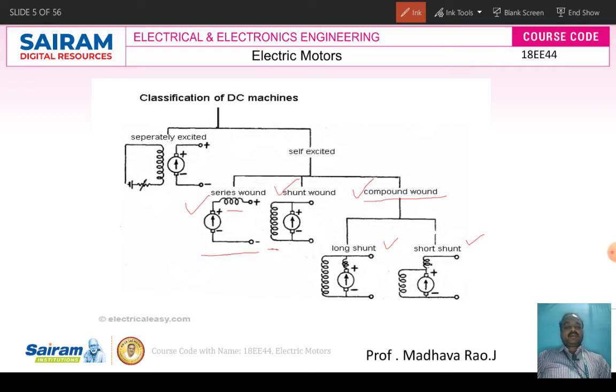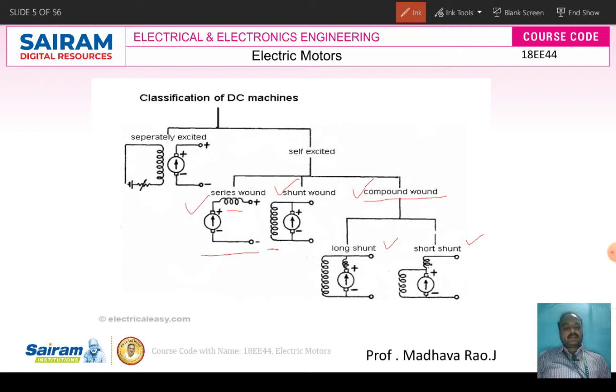Coming to the short shunt DC motor, the shunt field winding is connected only parallel to the armature winding. Then the motor is called a short shunt DC motor. So here we can conclude that the compound motor consists of both shunt field winding and series field winding. Based on the shunt field winding connection, these are classified into long shunt and short shunt.